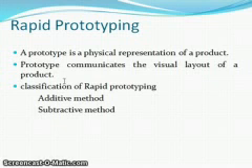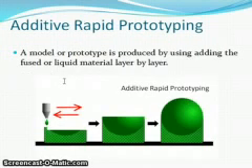One is called the additive method, and another one is called the subtractive method. Generally rapid prototyping is called the additive method, and the new technology adopted here is called subtractive rapid prototyping. We are going to see the two classifications here. The first one is called additive rapid prototyping.